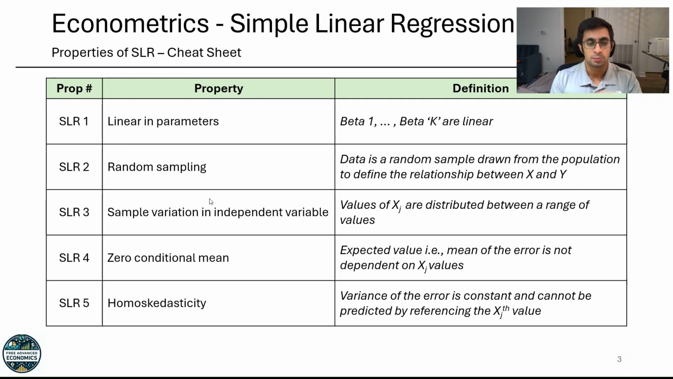So let's look at all the properties. There are 5 properties in play. Number 1, linear in parameters. Number 2, random sampling. Number 3, variation in independent variables. Number 4, zero conditional mean. Number 5, homoscedasticity. The first 4 are pretty self-explanatory. The last one, they've tricked it up because they can't make everything so easy, right? So let's go through each of those properties.